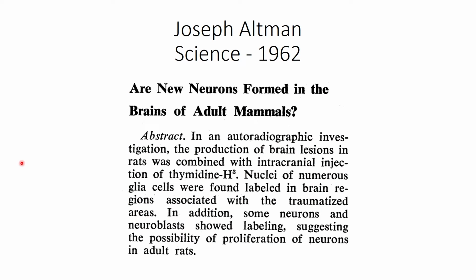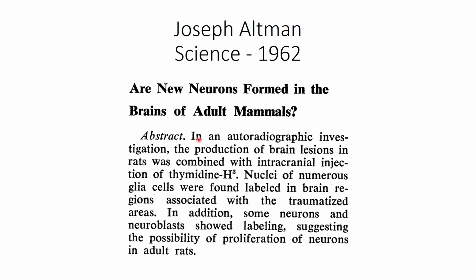So in the 1960s, a professor named Joseph Altman, I believe he was at Purdue at this time, did some experiments that indicated that there may be new neurons that are formed in the brains of adult mammals. This is the abstract of his paper. It was published in the journal Science, which is a very high-tier journal. The title is, Are New Neurons Formed in the Brains of Adult Mammals?